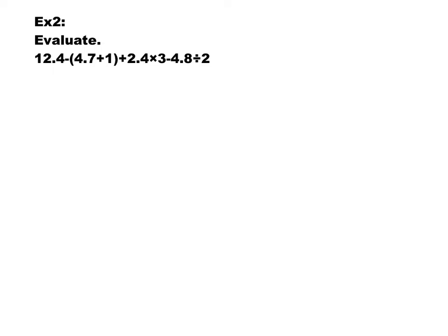In the next example, we are supposed to simplify the expression 12.4 minus open bracket 4.7 plus 1 close bracket plus 2.4 times 3 minus 4.8 divided by 2. Again, we are going to scan from left to right. So when we go from left to right, the first thing we see is this bracket. So I have to do the interior of the bracket first, which is 4.7 plus 1.